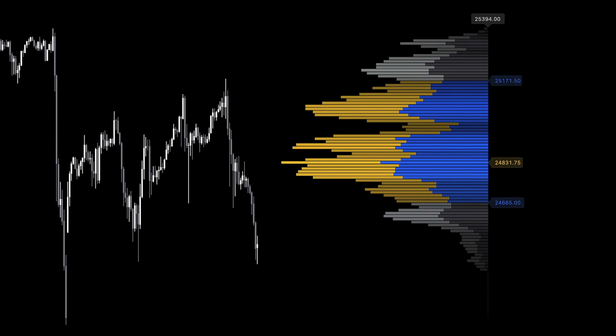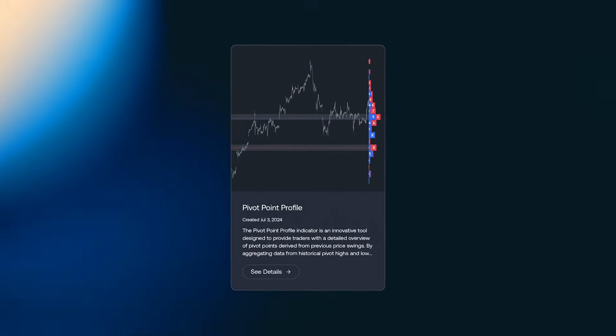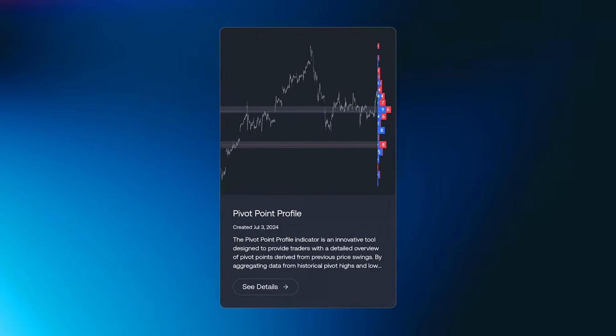Traders swear by volume profiles. But what if you could build one without volume at all? Instead of plotting where trades happened, imagine mapping why they did. Picture this. Every pivot point stacked into a clean, color-coded profile right on your chart. That's Pivot Point Profile. It turns structure into a story.